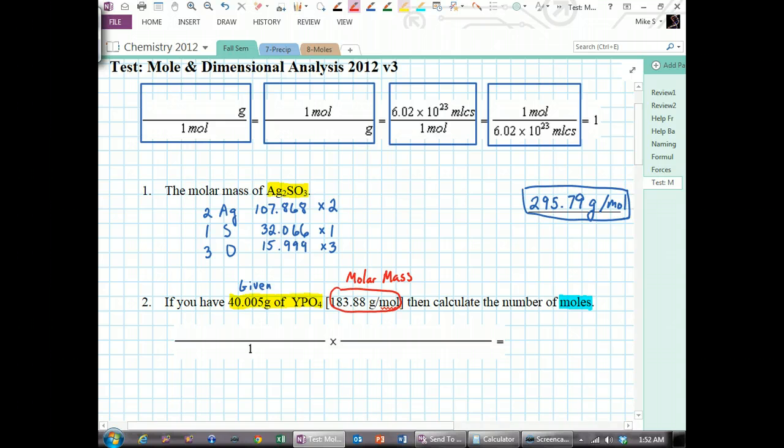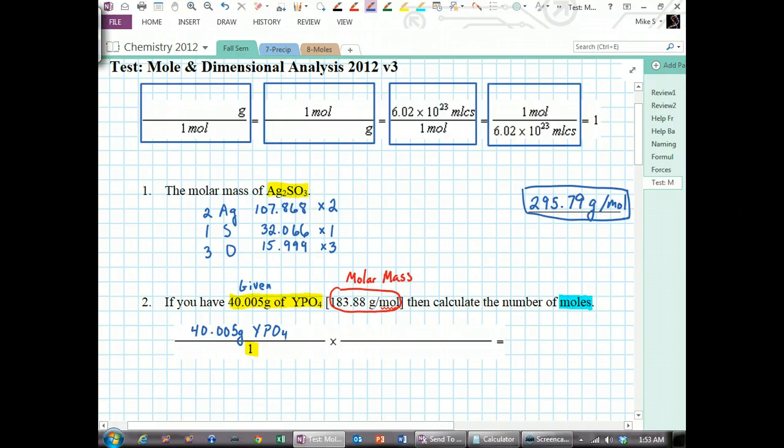In every single problem, you'll see that these fractions start with something over 1. This is always your given. You just rewrite your given on the top of the fraction. Make sure that you put the units on this because it'll help you check your work.